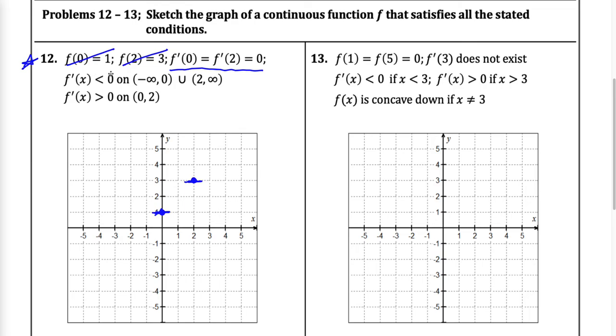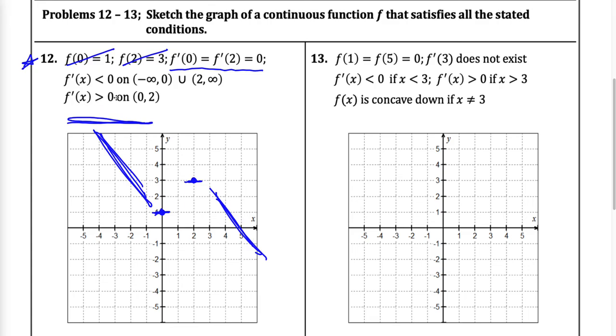F prime of x is less than 0. What does that mean? Negative slope. Okay. So that means a negative slope. It's a negative slope from negative infinity to 0. So this whole half of the graph has a negative slope. We know it has to hit this point. So I'm going to draw a negative slope. That's a rough sketch of negative slope. And also from 2 to infinity. Okay, well, it has to hit this point at 2. So from here, it's also going to go negative.